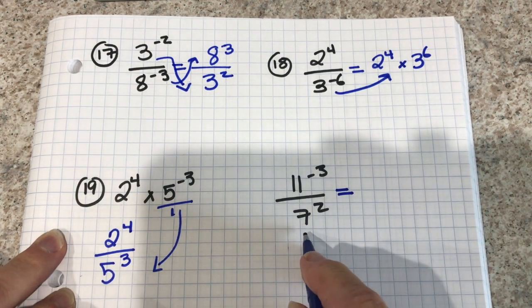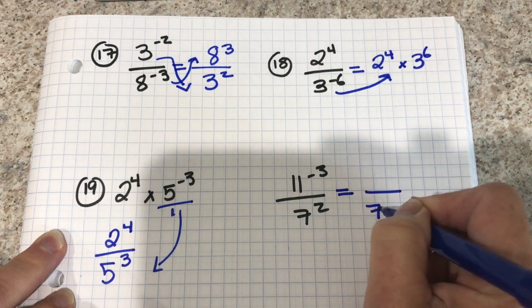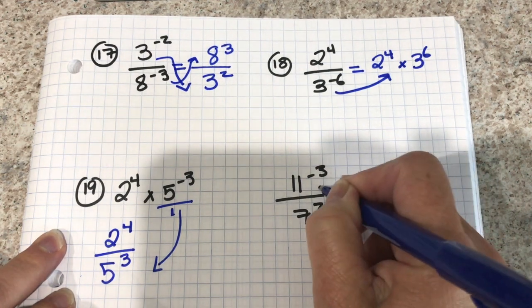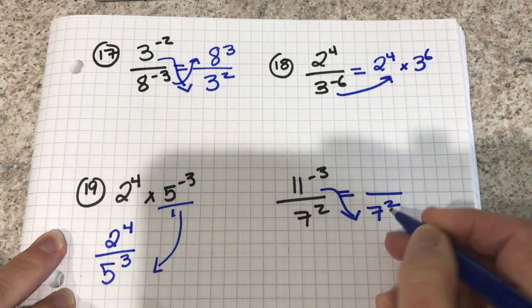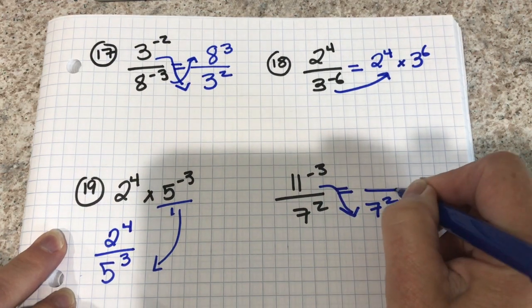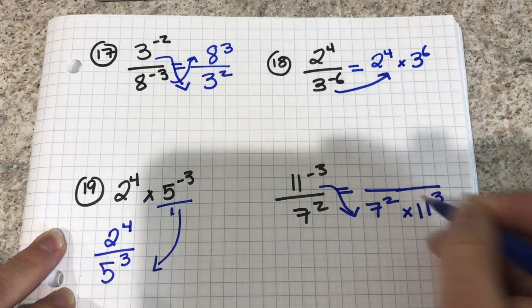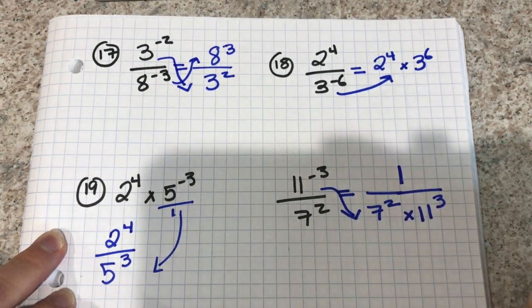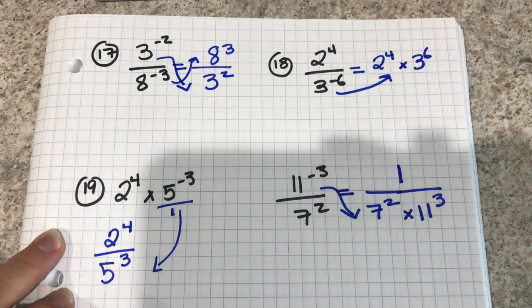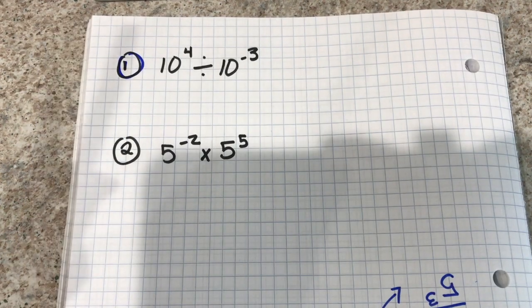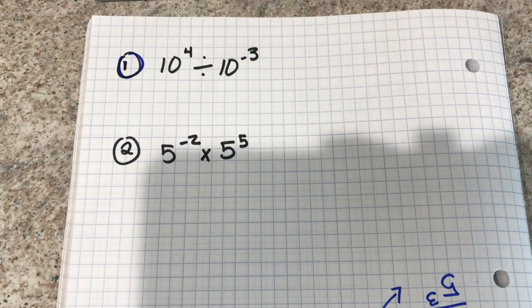For number 20, we're going to leave the 7 squared on the bottom because it's already positive, but we need to move the 11 to the negative 3 to the bottom. So now we have 7 squared times 11 to the 3rd, and on top we have 1, and that is your final answer. Simplify the expressions. Hit pause, solve number 1, and then hit play to check your work. Hit pause now.